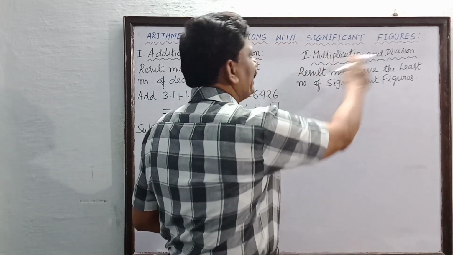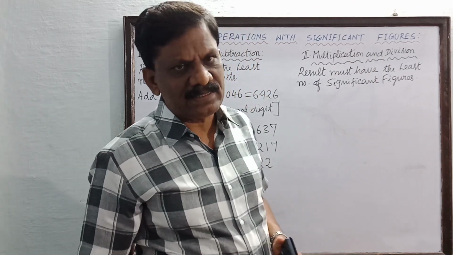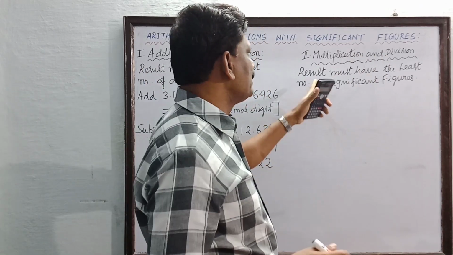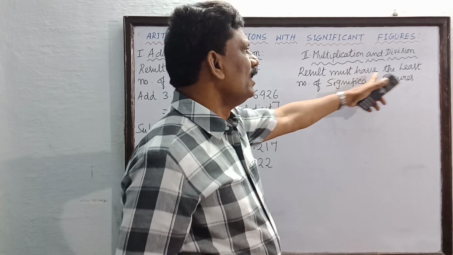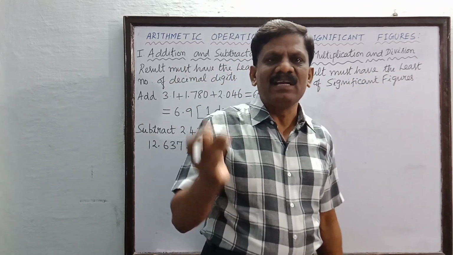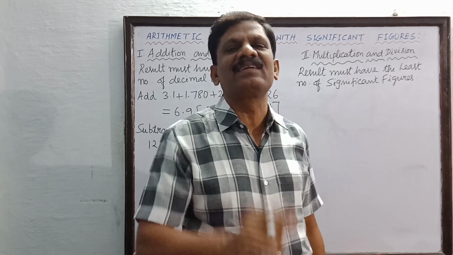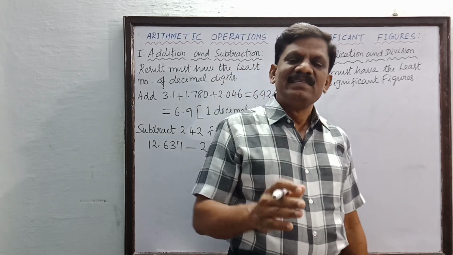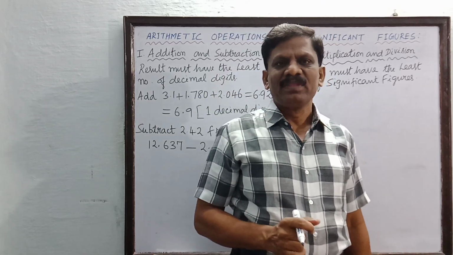For multiplication and division of numbers, the result must have the least number of significant figures. Here the number of decimal digits is not considered. The number of significant figures we have to find out.